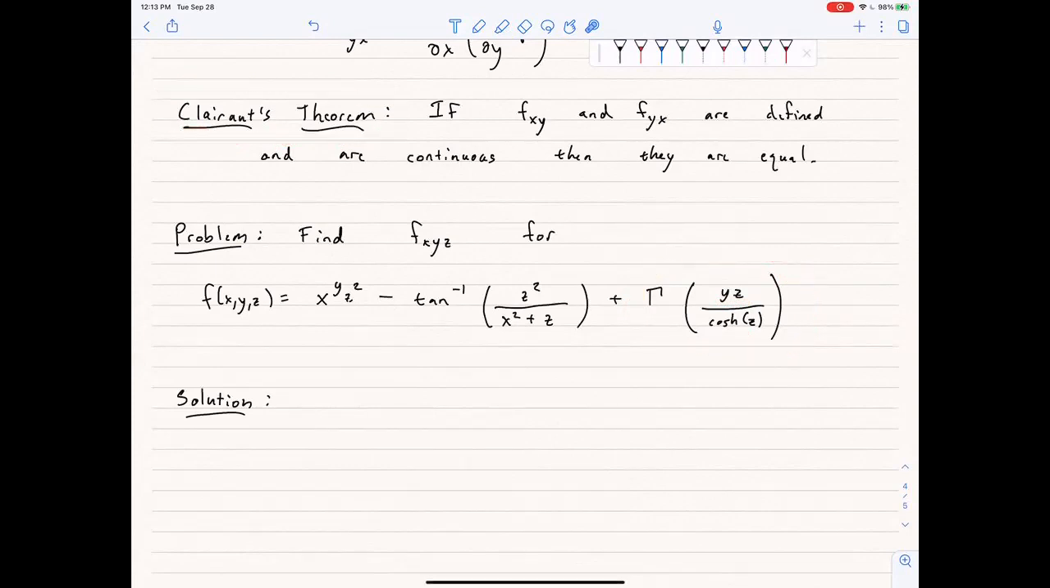Clairaut tells us something. Clairaut says it doesn't matter the order. What about these guys? Right. That with respect to y, that's constant. What about this guy? That's also with respect to y. So this is zero by Clairaut's theorem.